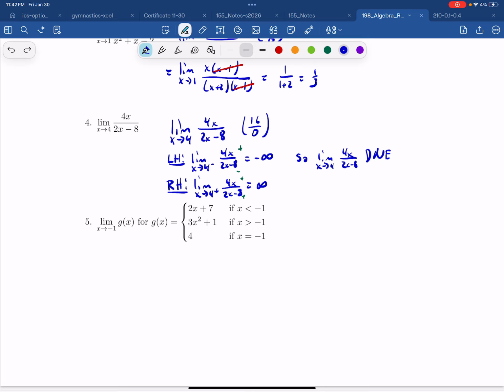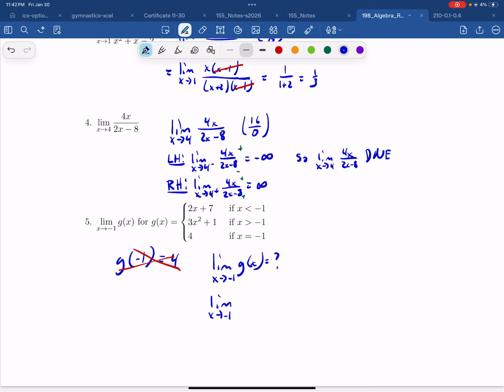Now let's see what happens as x approaches -1. Well, we can plug in -1, but that just tells us that g of -1 equals 4. Let me just write that down so I can cross it out. That's not relevant to the question we're asking. What we want to do instead is plug in -1 into the left and right-hand parts, right? Limit as x approaches -1 of g of x. We're not sure what that equals, so let's look at the left and right-hand limits.